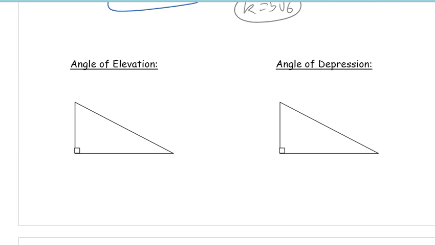Angle of elevation. We're going to pretend this is the ground. Angle of elevation is measured here. So this is our angle of elevation. If I tell you in a word problem that we have an angle of elevation, that's where it is. Angle of depression is tricky.